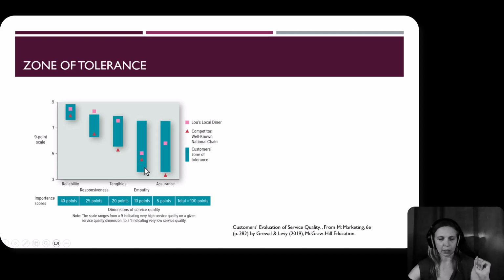Empathy, it looks like people have a pretty broad zone of tolerance for empathy. Some places we go are pretty empathetic, but also chains are not. We're willing to accept that. Fine. And nobody knows what assurance is. I don't know. It's behaving a little bit like this one over here. Okay, so that's pretty cool.